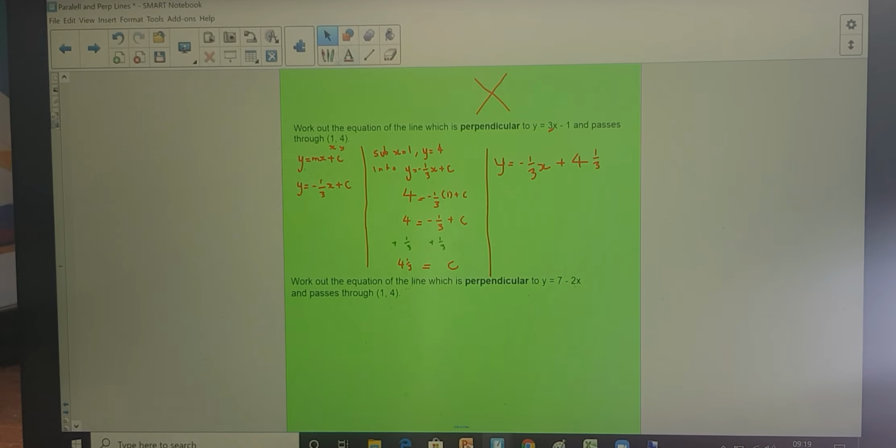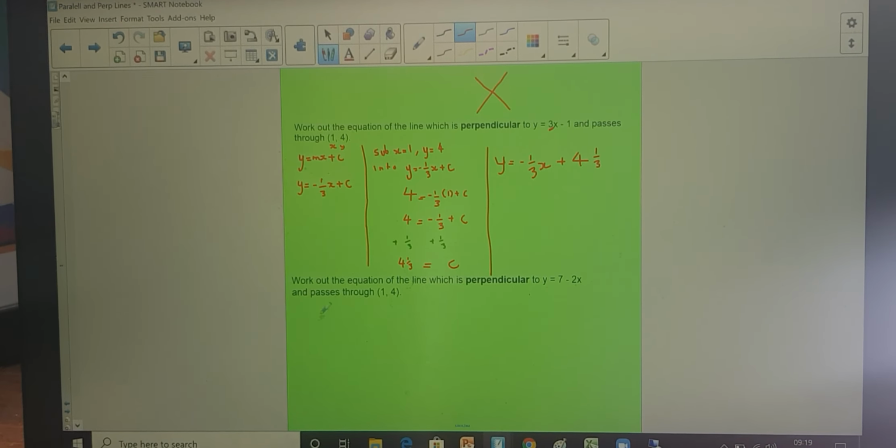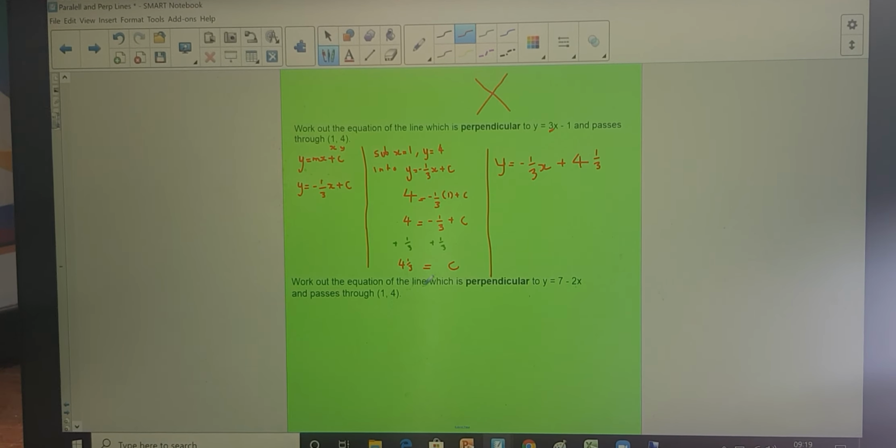Unpause. Okay, right. Let's have a look at this one. So, work out the equation of the line which is perpendicular to y equals 7 minus 2x. Right, okay, so this is in a slightly different form. I've done that to try to confuse you, and passes through my lack of imagination. I've just given the same coordinate again.